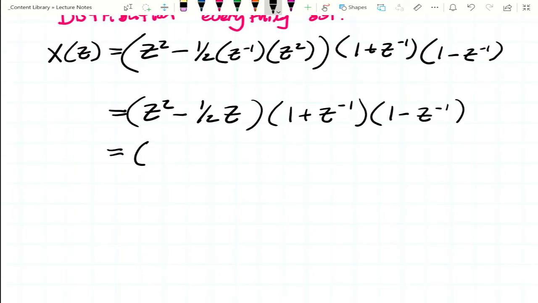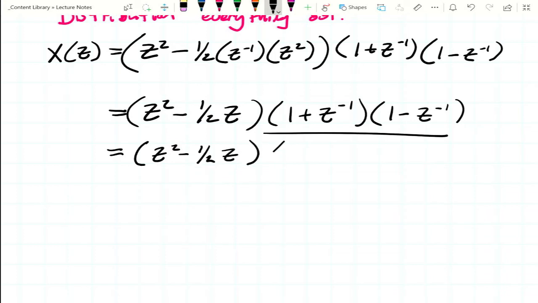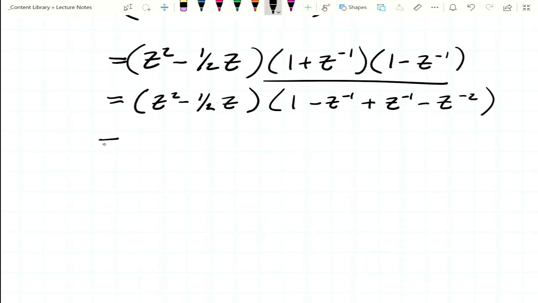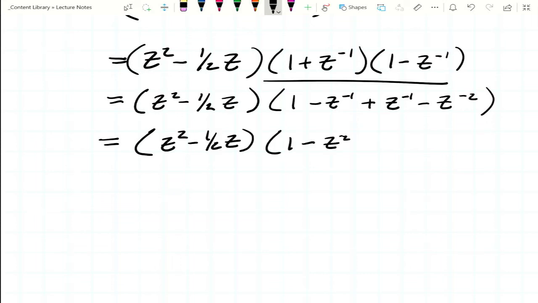Let's do these guys next. So we'll leave this side alone. And that's going to get us what? 1 minus z to the negative 1 plus z to the negative 1 minus z to the negative 2. So z squared minus 1/2 z times 1 minus z to the negative 2.